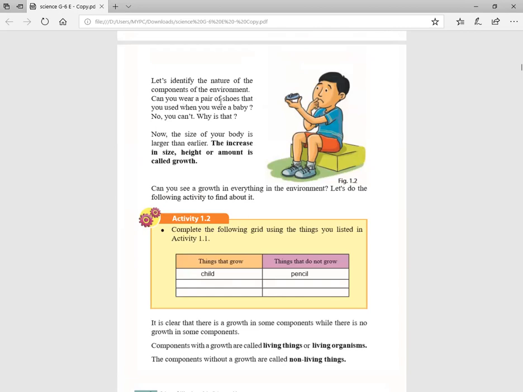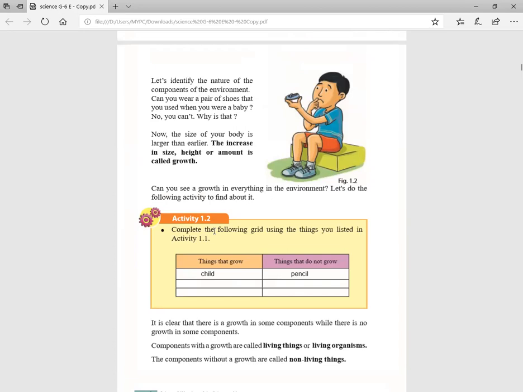Can you wear the pair of shoes that you used when you were a baby? No, you can't. Why is that? Now the size of your body is larger than before. The increase in size, height or amount is called growth. Can you see growth in everything in the environment? Let's do the following activity to find out about it.